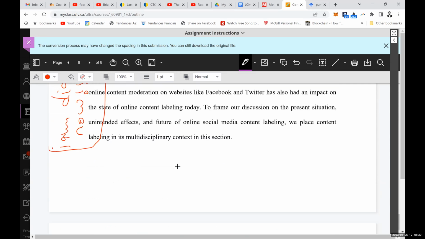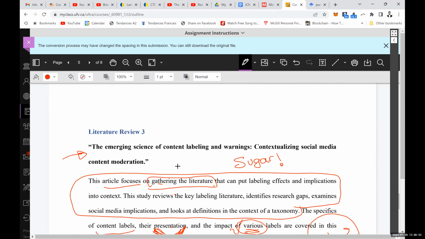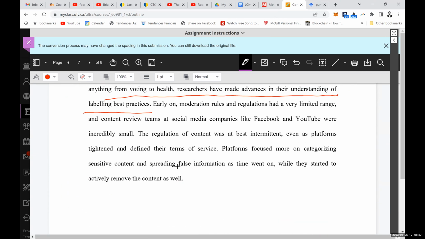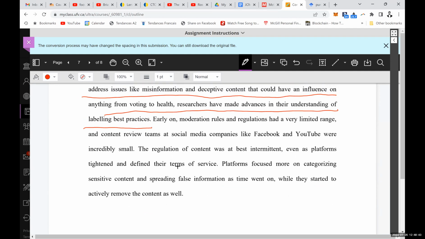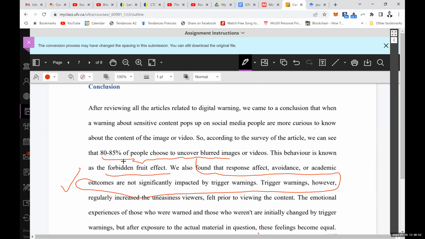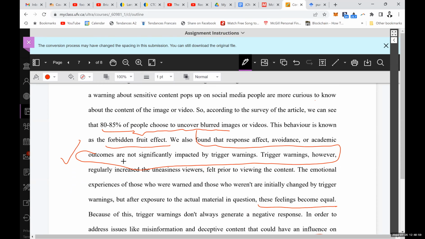I think the only purpose for this article could be found in conclusion, because it kind of summarizes why we are doing this in a nice way. So let's talk about their conclusion. They underscored the important things they found. That was a good job. They found response effect, avoidance, academic outcomes are not impacted by trigger warnings. I am happy to see that they named these. I hope they use these or similar concepts as variables.